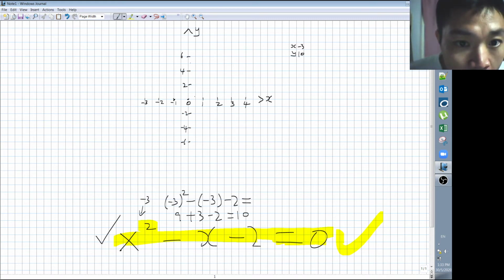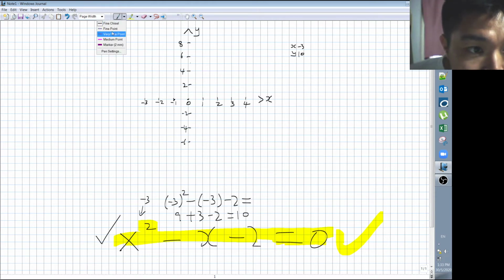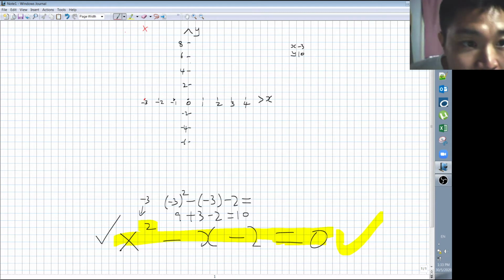Okay, so over here, yes, I have enough space here. So minus 3 and 10. Let me plot my first point, which is minus 3 here, and my 10. Where's my 10? 10 is here. So it's somewhere here. Yes, so this is my minus 3 and 10.